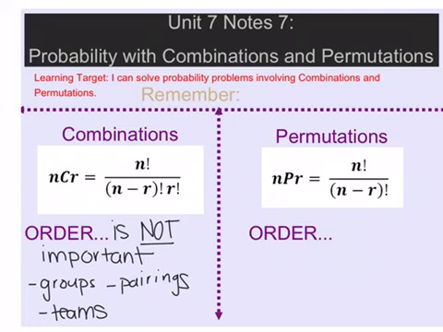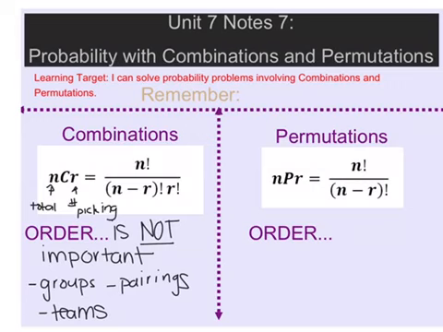When we are looking at combinations, remember that is our nCr. That's going to be n factorial divided by n minus r factorial, and then we have that extra r factorial. N is our total. Don't forget that. N is the total, and r is the number we're picking or choosing.